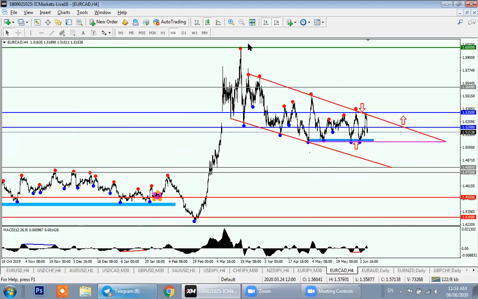And EuroCAD would be overall bearish until or unless price breaks objectively above our upper red trend line. So I don't recommend any buy opportunities for now on EuroCAD unless price reaches around here or price breaks objectively above our upper red trend line. That's it for EuroCAD.